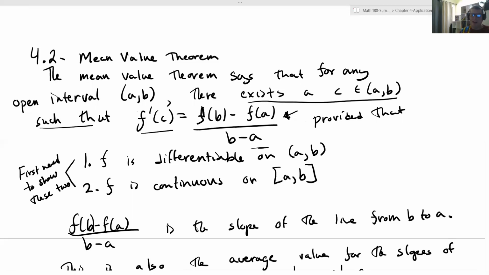Once we do that, the result of the mean value theorem comes out. Then we know that there is a C belonging to A to B such that f prime of C equals that slope. Any questions?